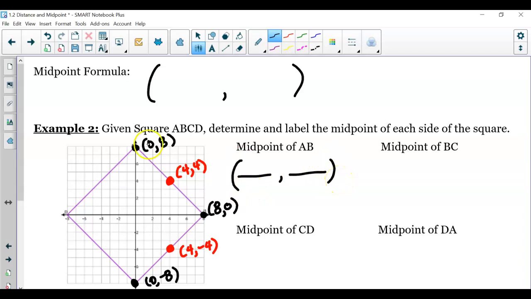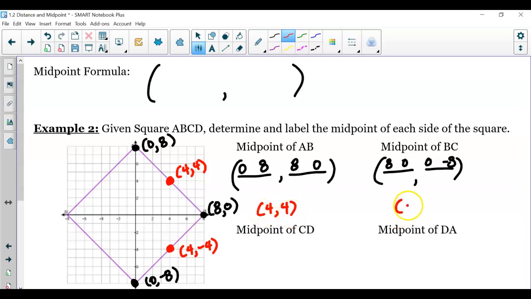So here, my x coordinate, well, I have 0 and 8, and my y coordinate, I have 8 and 0. For my x coordinate, I have 8 and 0. Sorry about that. But for my y coordinate now, we have 0 and -8. We ended up with the midpoint of 4, 4. We ended up with the midpoint of 4, -4.